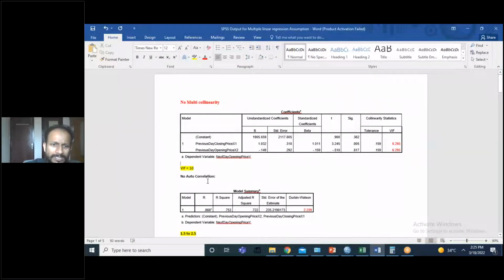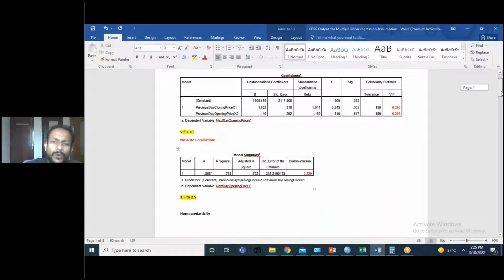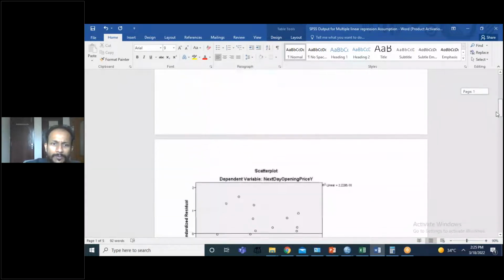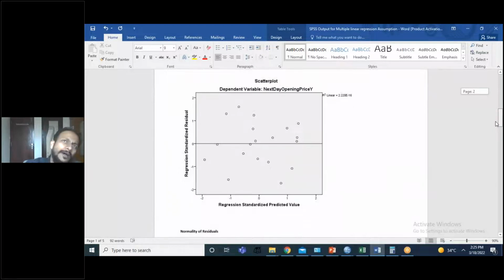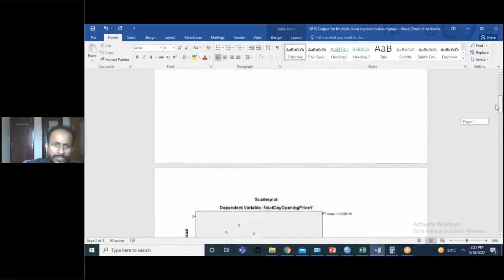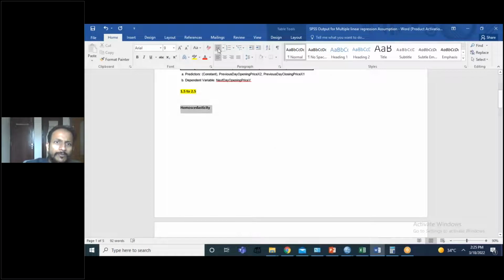The second assumption is that there should not be any kind of autocorrelation. That means no autocorrelation. The rule of thumb is that the Durbin-Watson value should be between 1.5 to 2.5. If it is lesser than 1.5, we call it positive, and if it is above, we call it negative. And then the concept of homoscedasticity, which talks about the variance: the variance of the error term should be constant, and we found out that this was also constant. The third assumption has also been fulfilled.